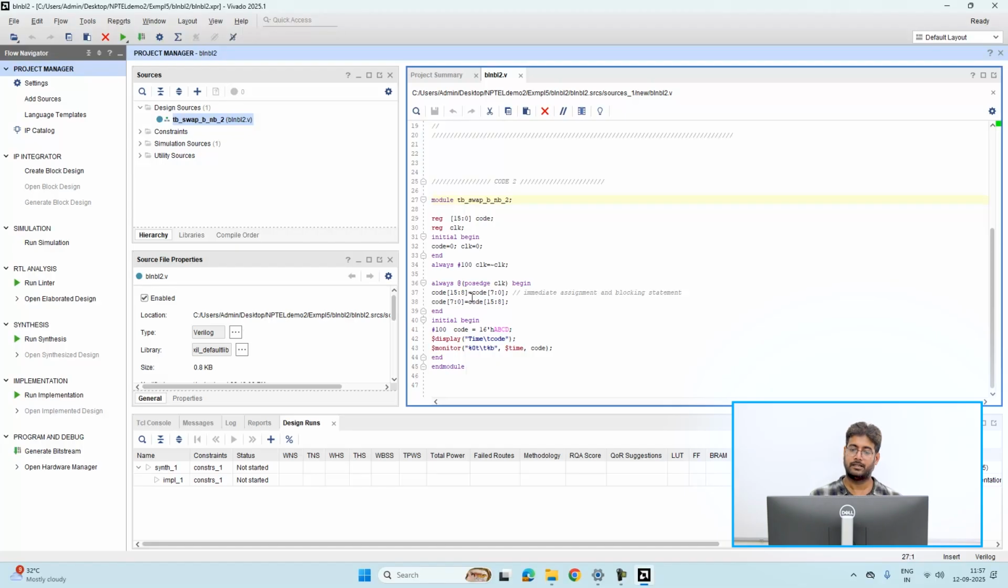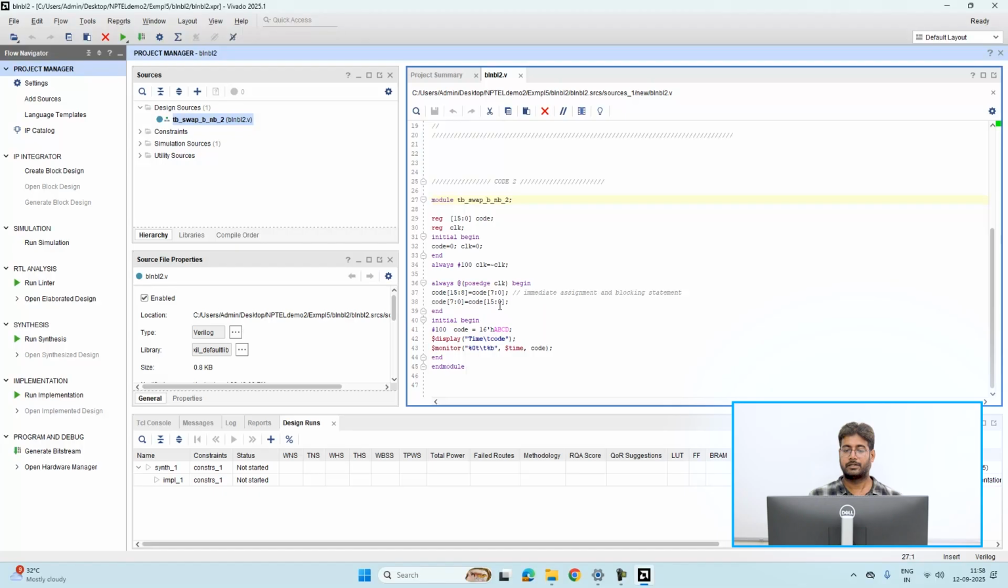Just the order has changed, but still we are using immediate assignment and blocking statement. So data is the same as the previous example, that is ABCD, 16-bit hexadecimal input ABCD. What happens here, we can see that code 0 to 7, which is CD, is immediately assigned to code 8 to 15. Code 8 to 15 was AB, and it has become CD now.